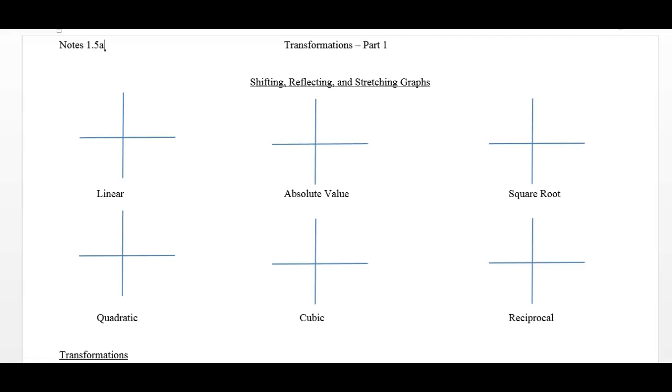All right, in this video, we're going to be talking about transformations. So this is 1.5a, and there's two parts, obviously. There's an A and a B. This is A. Both deal with parent functions and transformations, but all right, the 6 parent functions you should know.